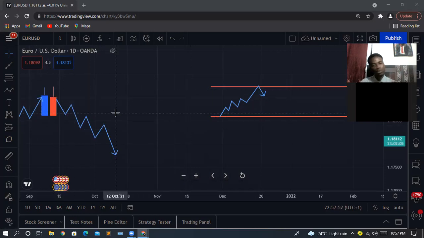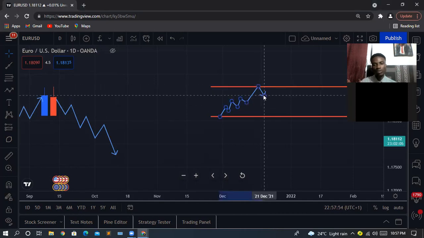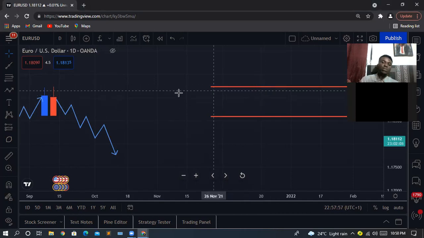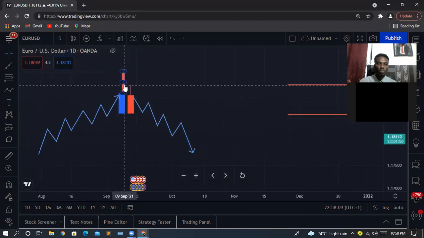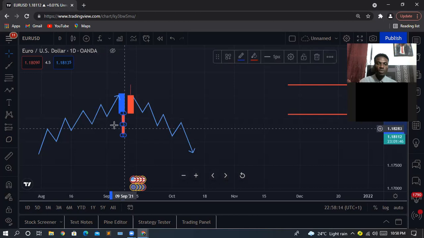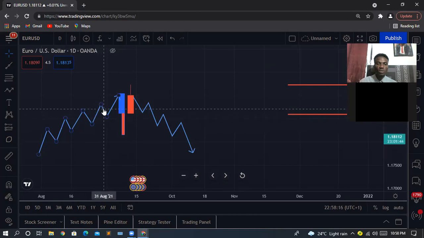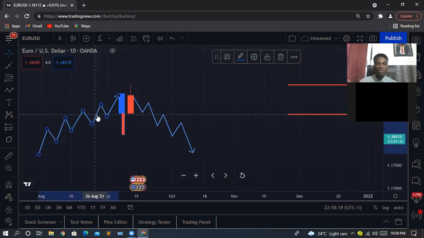The direct opposite is the tweezer's bottom. The direct opposite. Let me explain. Let me explain the tweezer's bottom, for the sake of those who might not really understand.